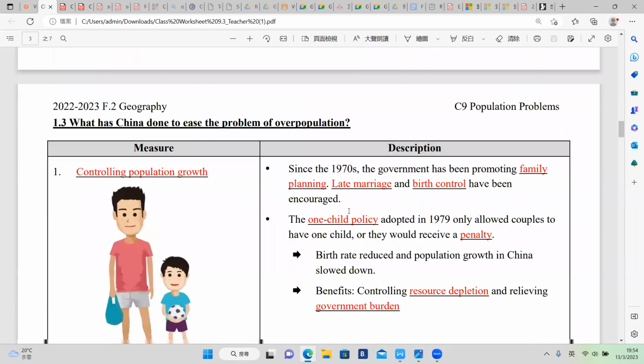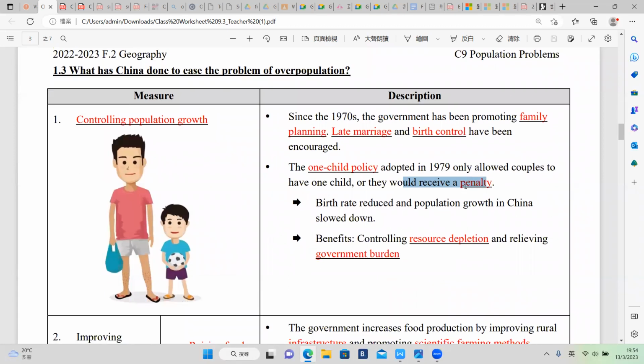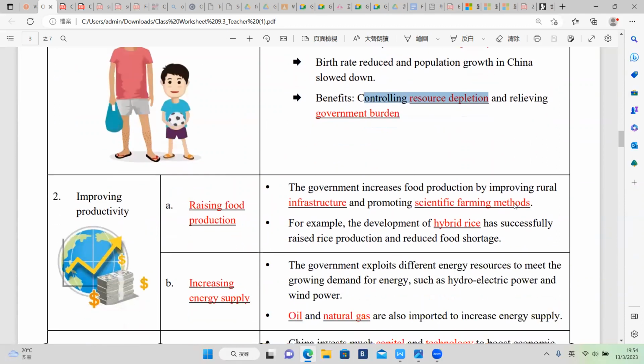And what has China done to ease the problem of overpopulation? First of all, controlling population growth. For example, the one-child policy adopted in 1979, where couples may receive a penalty if they have more than one child. Then the birth rate is reduced and population growth has been slowed down. The benefits include controlling resource depletion and relieving government burdens.